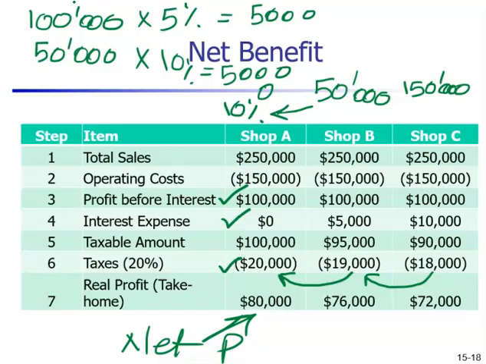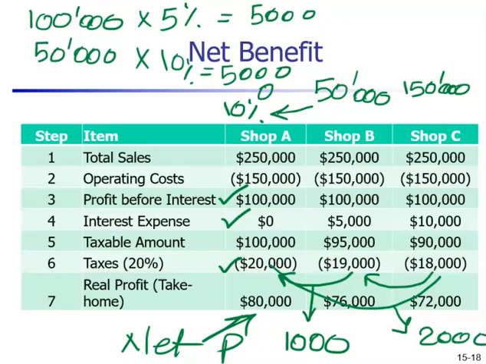Why can we compare them? Because Shop A didn't get any loan. So we can compare them for getting the tax shield. So very easily from here you can notice that Shop B's tax shield has been $1,000 because they have paid $1,000 less in taxes, and for Shop C it is $2,000.